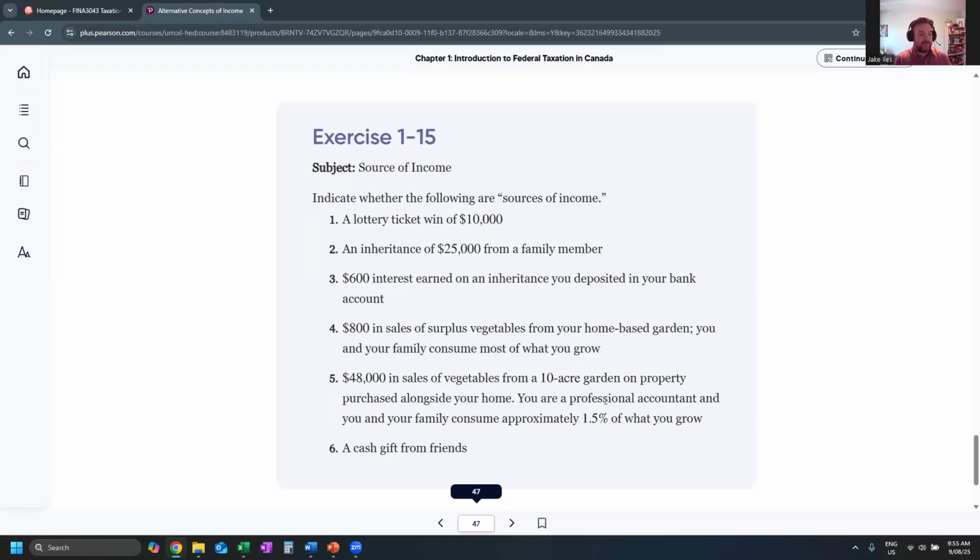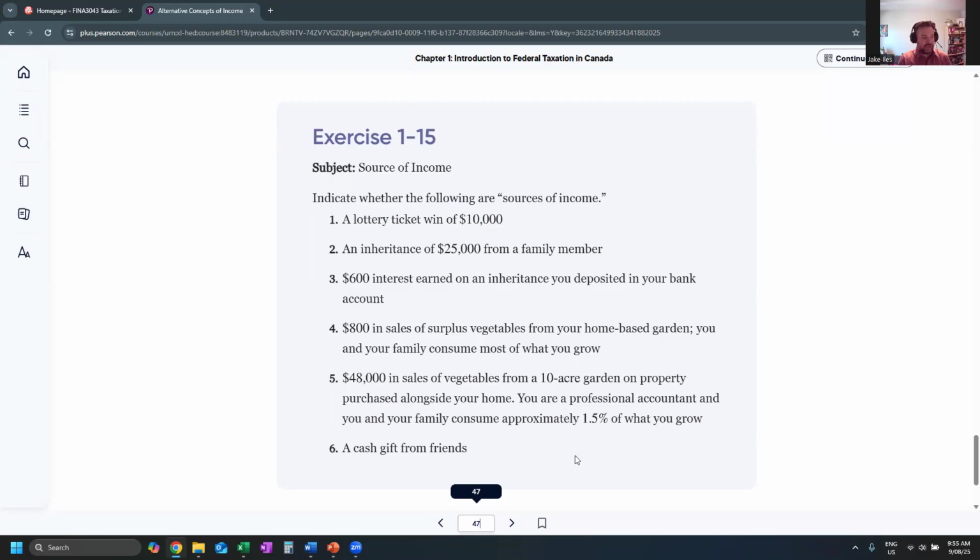The fact that I am a professional accountant is secondary. It does come in when we talk about part-time gardening or part-time farming in chapter 7. But for the time being, it doesn't really mean anything. I think this is trying to say that we have a job, and so maybe this garden isn't our primary source of income. But even though it's not the primary source of income, it's still a source of income. And we only consume a small percentage of what we grow, 1.5%. So the overwhelming majority of what we grow is for sale. So this is a business. This is a source of income.